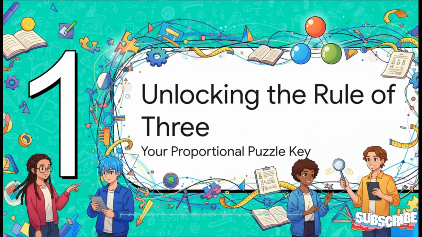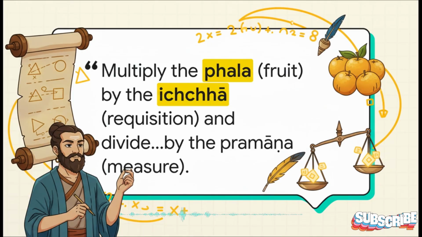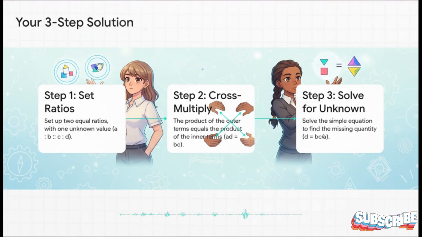To solve these proportionality puzzles, we're going to learn this brilliant little shortcut that's been around for literally centuries. It's called the rule of 3. And check this out. This rule of 3 isn't some new trick. It is ancient wisdom. The great Indian mathematician Aryabhata was talking about this method thousands of years ago. It's a totally timeless tool for figuring out a missing piece of the puzzle when you already know the other 3.